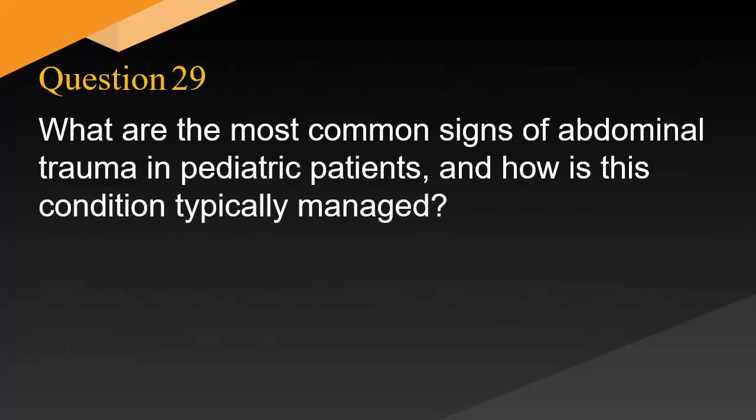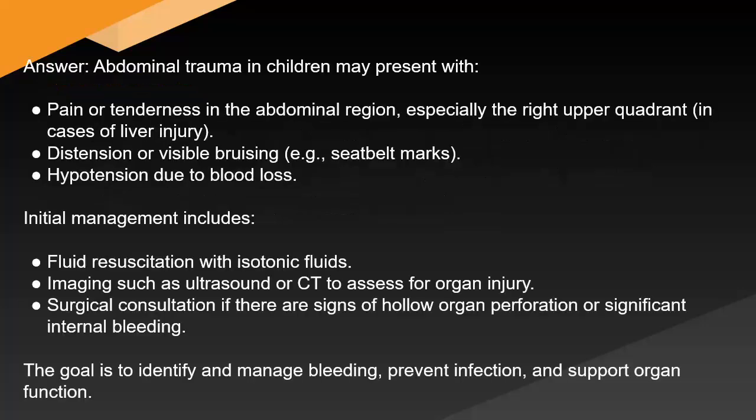What are the most common signs of abdominal trauma in pediatric patients, and how is this condition typically managed? Answer: Abdominal trauma in children may present with pain or tenderness in the abdominal region, especially the right upper quadrant in cases of liver injury, distension or visible bruising, e.g. seatbelt marks, hypotension due to blood loss. Initial management includes fluid resuscitation with isotonic fluids, imaging such as ultrasound or CT to assess for organ injury, surgical consultation if there are signs of hollow organ perforation or significant internal bleeding. The goal is to identify and manage bleeding, prevent infection, and support organ function.